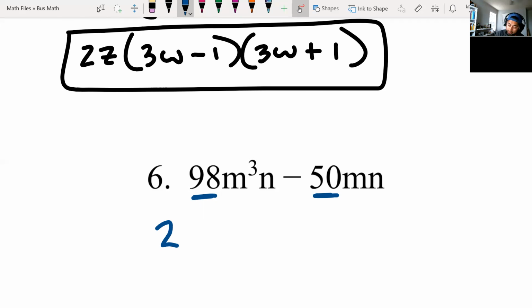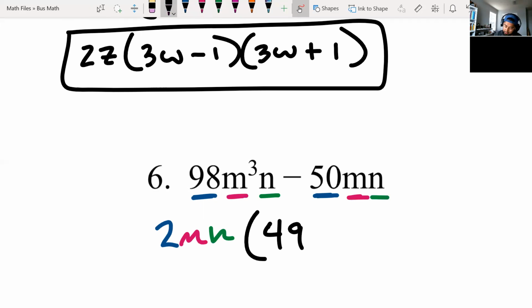And is there another common factor here? The M and the N. If I factor out a 2mn, what would that leave me with? 49 m squared minus 25.